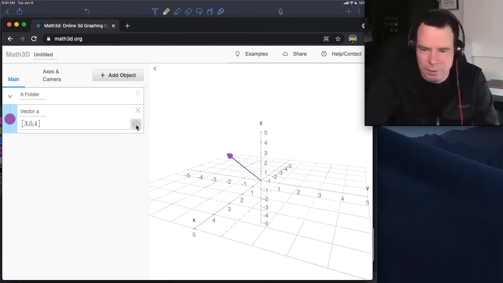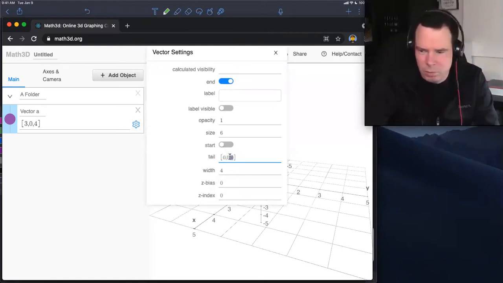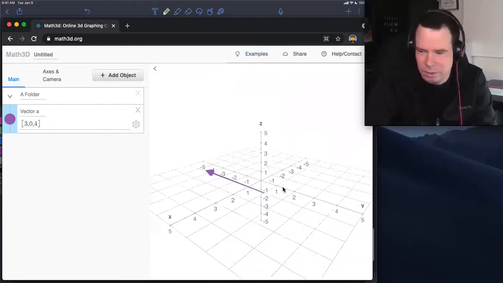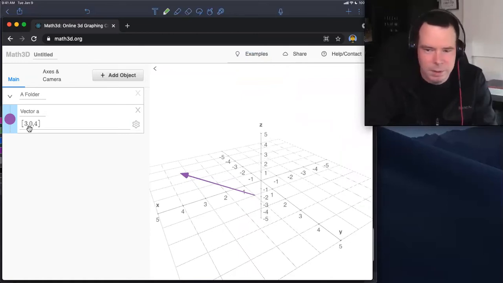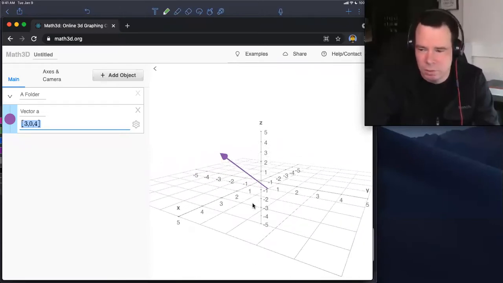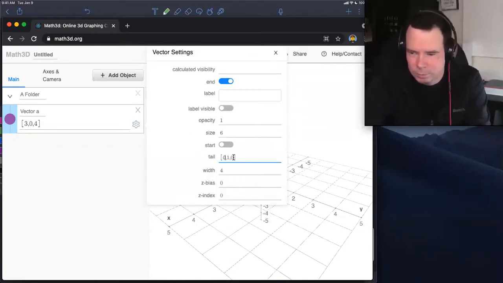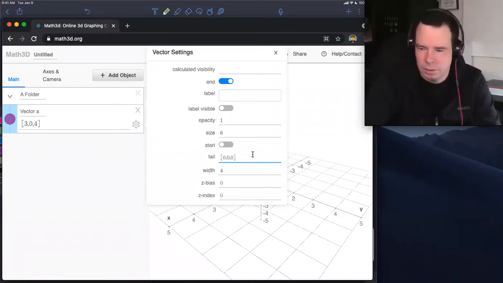So if we click the gear icon, there's this option of where do you want it to start from? What do you want its tail to be? So we could move it around. I can make it 1, 1, 0, and that's where my tail is going to be. And so then I hit enter, exit it out, and now I can see that the vector has a tail starting at 1, 1. Same vector, same components. This is vector A. It's been drawn to start from a different location, but it's the same vector. Okay, so for us, we'll be interested in 0, 0, 0. In other words, we'll be thinking of it as the position vector in this case of its tip, which is 3, 0, 4.